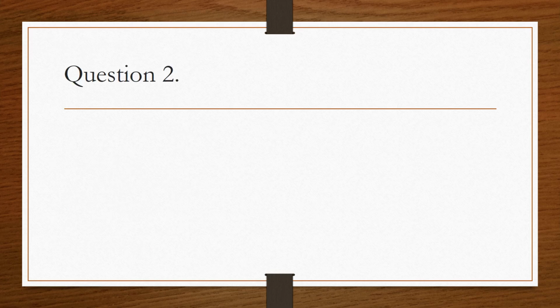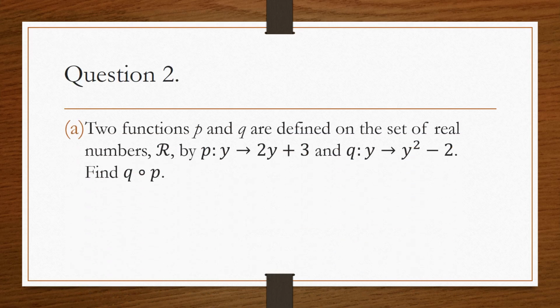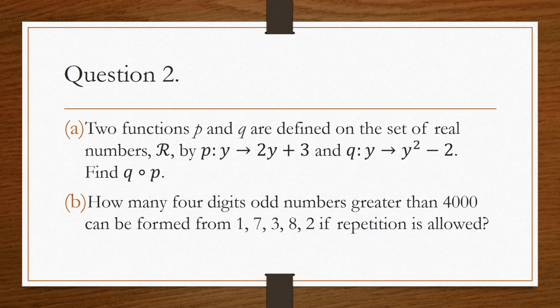Question number 2a is on composite functions. We have two functions p and q defined on the set of real numbers, where p is 2y plus 3 and q is y squared minus 2, and we have to find q of p. And the second part is on arrangement.